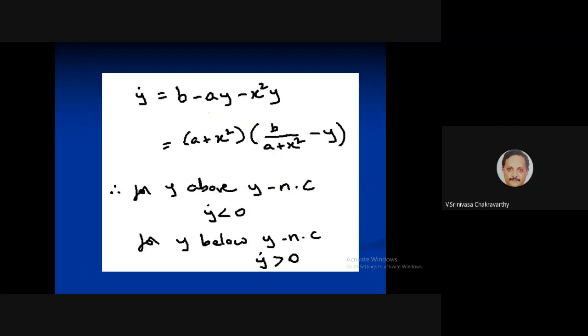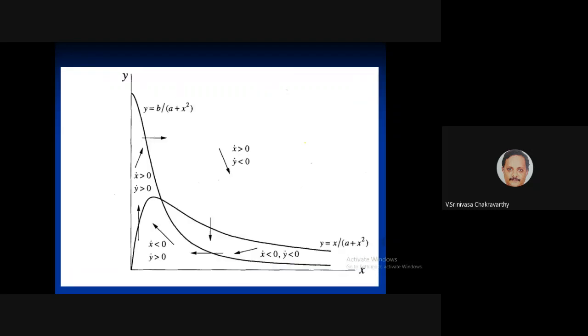Okay, so take the second null line. y dot is equal to b minus this quantity. So if y is above the y null line, that means y is increased further, so this quantity becomes negative. And if y is below the y null line, y dot is positive.